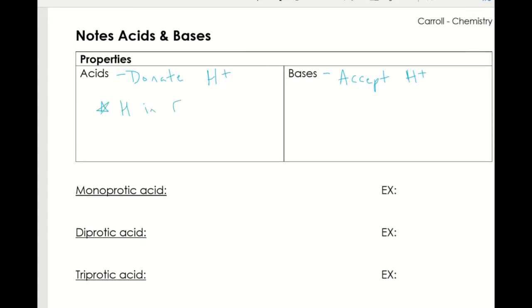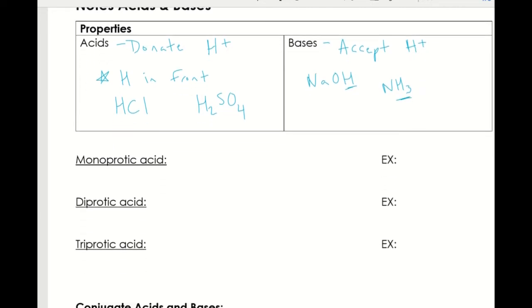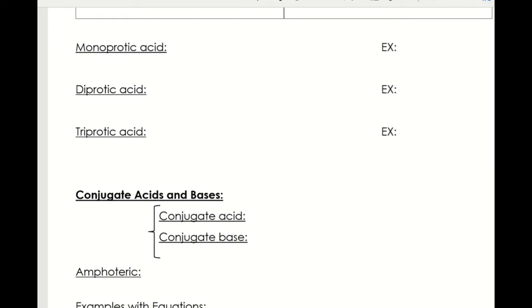Okay. The easiest way to tell if something is an acid, and very straightforward, is if the H is in the front of the compound, like HCl is hydrochloric acid, or H2SO4. Both of those have H's in the front, so those are acids. Versus a base might be something like NaOH. Here the H is in the back. Or NH3, the H is also second. So those are two quick ways of how you can tell right away if it's an acid or a base.